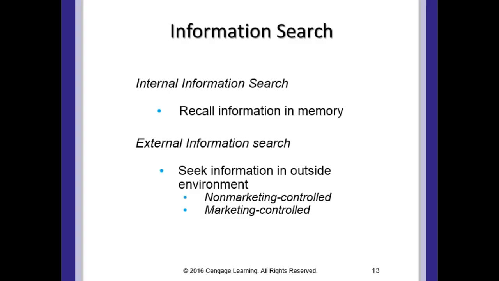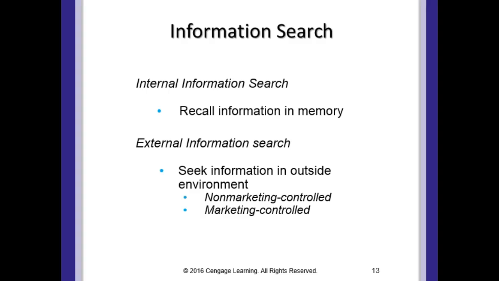Okay, knowing the difference between internal and external information search. An internal information search is just a process of recalling information from memory. It's stuff that you know. It could be prior knowledge, it could be prior experience about a product. But this is just recalling information about a product from memory.